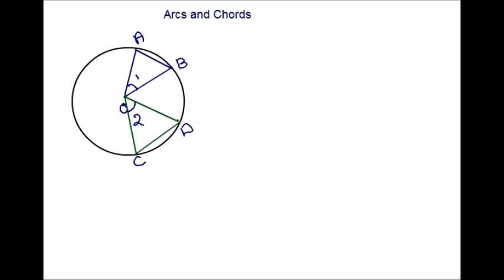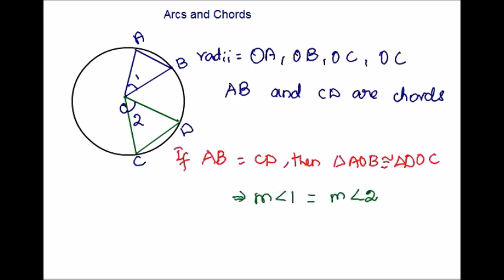In this figure, a circle O has radii OA, OB, OC and OD. These are the four radii. If chords AB and CD are of equal length, it can be shown that triangle AOB is congruent to triangle DOC. So this would make the measure of angle 1 equal to the measure of angle 2. Let me write that on the board. In turn, this would make the measure of arc AB equal to the measure of arc CD. Arc AB would be equal to arc CD.